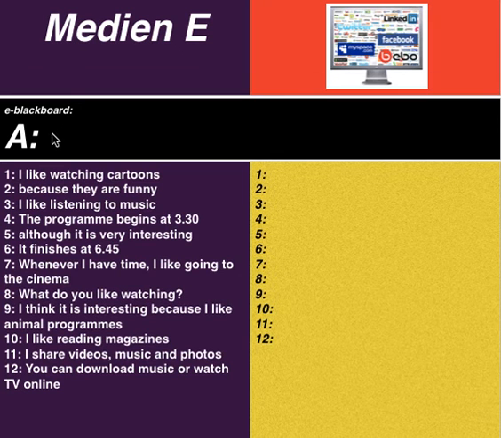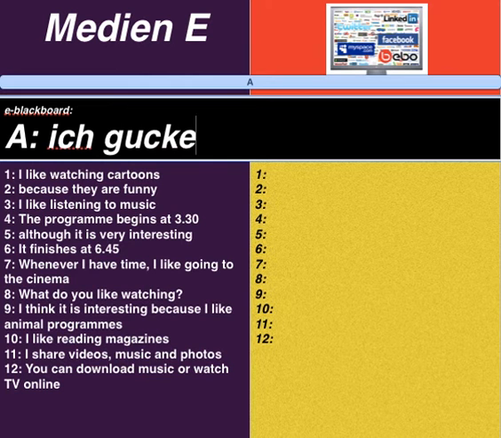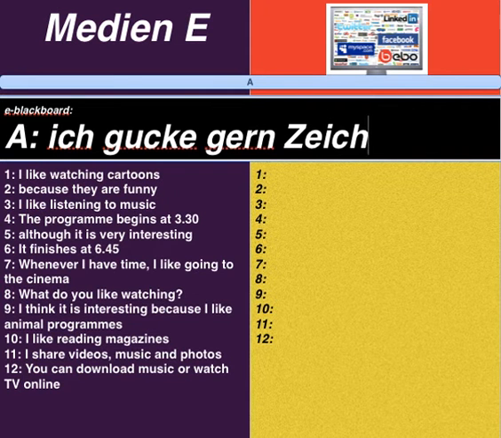Now let's look at the blackboard here first of all. So number one, I like watching cartoons. So I watch is either ich gucke or ich sehe. And the like bit you put after the verb. Okay? Gern, like so. Ich gucke gern. And then cartoons is Zeichentrickfilme.